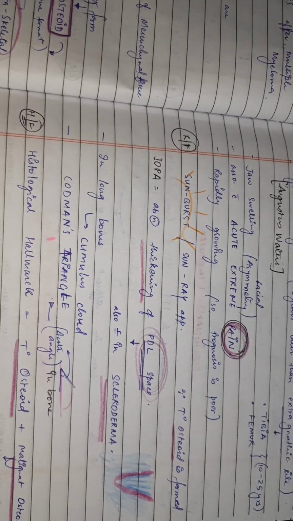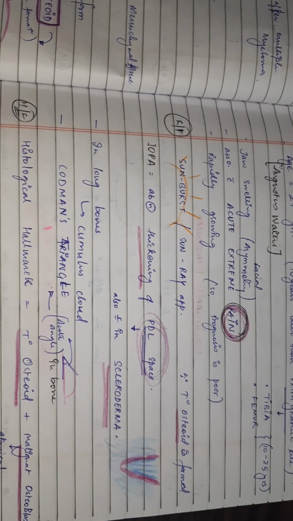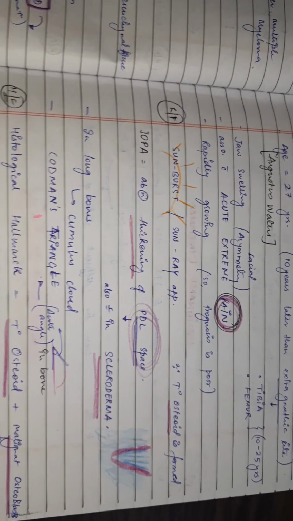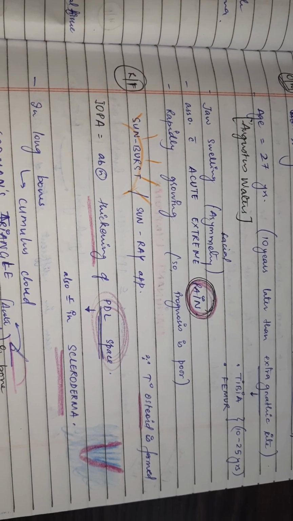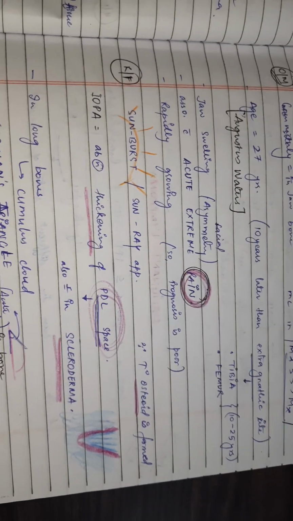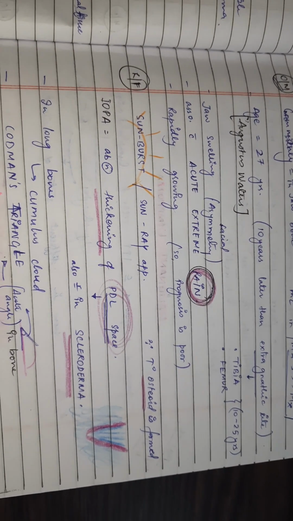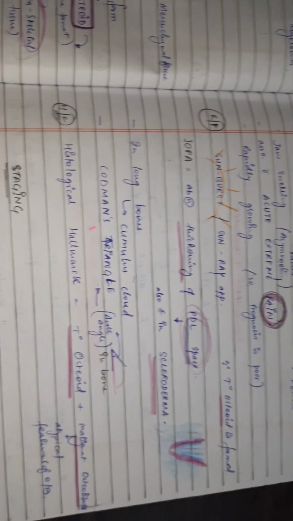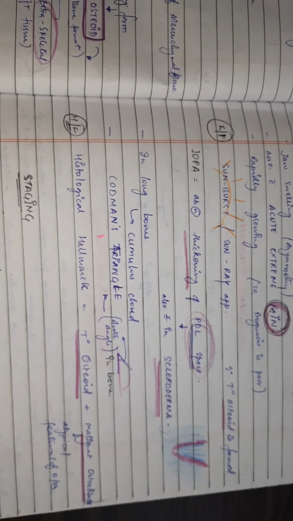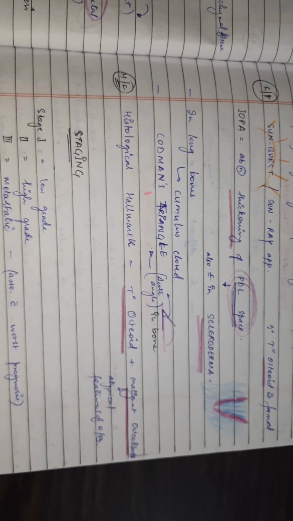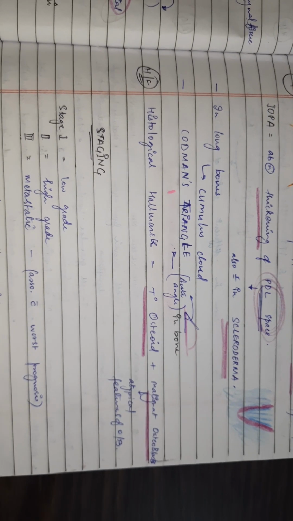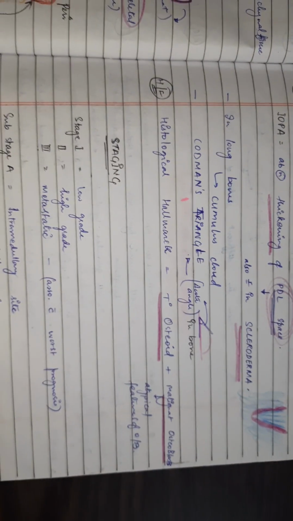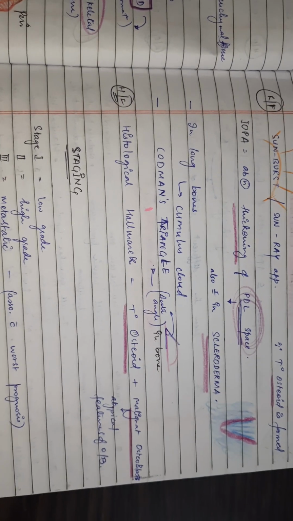Radiographic feature is sunburst or sunray appearance, we all know that. Since tumor osteoid is formed, which is abnormal bone formation, the IOPA will show a sunray, sunburst appearance. IOPA shows abnormal thickening of the periodontal ligament space, also seen in scleroderma. Then in long bones, cumulus cloud or Codman's triangle, an acute angle in bone, is seen.